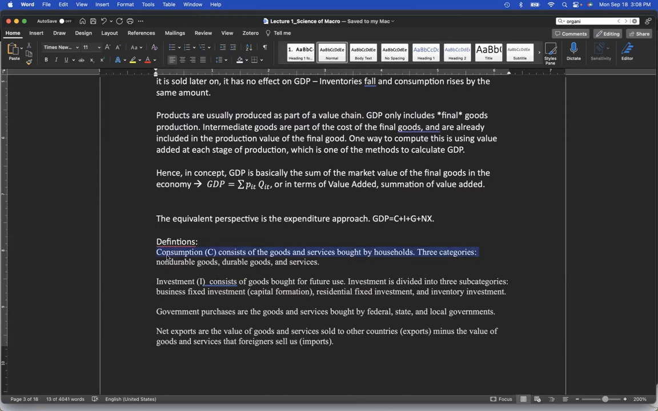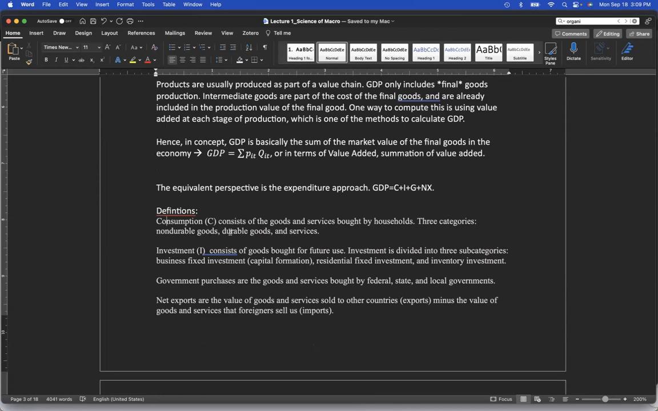So let's think about definitions of the expenditure approach. Consumption consists of goods and services bought by households. There are three broad categories: non-durable goods, durable goods, and services. So somehow we have to figure out what the durable goods that people buy are, what the non-durable goods are, and what the value of all of that is, and what the services are, and what the value of all of that is.